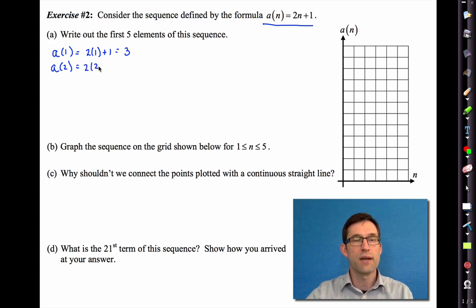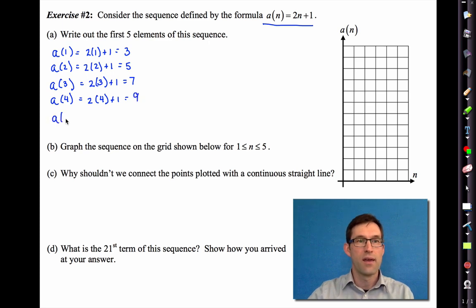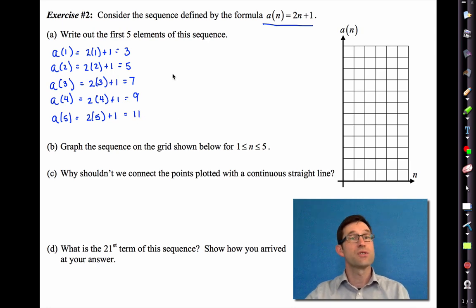would be 2 times 2 plus 1. 2 times 2 is 4, plus 1 is 5. The third element, A3, would be 2 times 3 plus 1. 2 times 3 is 6, plus 1 is 7. You might be noticing a pattern now, right? 2 times 4 is 8, plus 1 is 9. And the fifth, 2 times 5 plus 1, 10 plus 1 is 11. So there they are. If I were to actually write them out in that list, it would look like this.